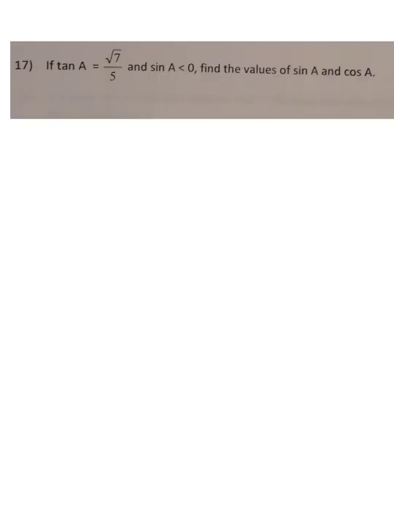So let's look at the next question, number 17. It's the same thing, except that they don't tell us what quadrant we're in, but we could figure this out. So let's look at this. They give us that the tangent is radical 7 over 5. Okay, now that's positive, right? So there's no negative there, so we know that tangent is some positive value. And here it says that the sine is less than 0. Well, a number that's less than 0 is negative, right? So that means that the sine is a negative value.